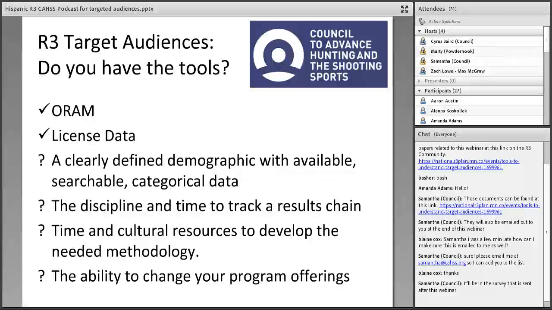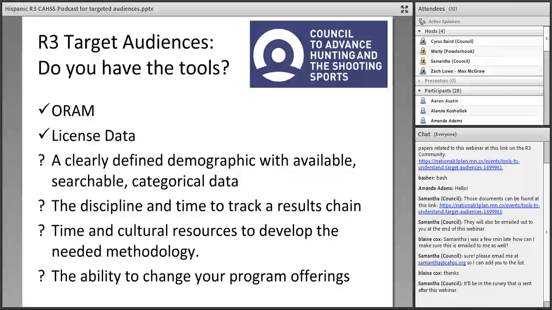The second part, and I think this is absolutely crucial, and the reason why the National Shooting Sports Foundation really helped on a heavy lift with this, why we contracted with Bob Byrne to help make sure the interviews were going smoothly, is the discipline and time to track and relate this to a results chain. So you really need to think about the whole process from start to finish before you ever reach out to the first would-be case study to start to hear their story.